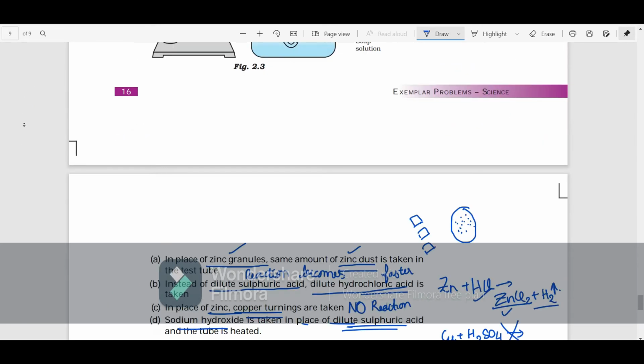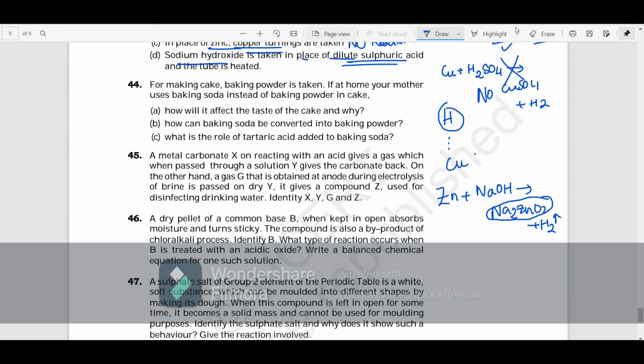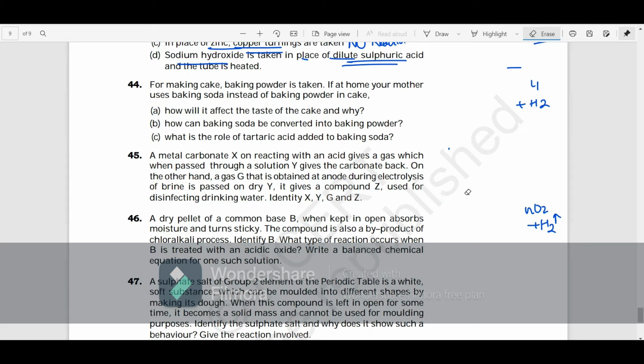Right. Next, the 44th question. For making cakes, baking powder is taken. If at home your mother uses baking soda instead of baking powder in cake, how will it affect the taste of the cake and why? See, basically you should use baking powder.